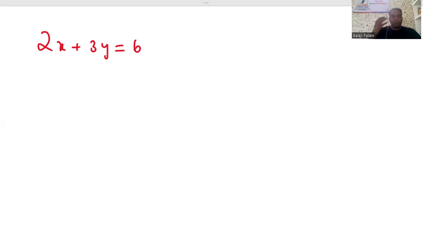So now we're going to have one more equation along with this, and that's why we call this a pair of equations in two variables. And we can clearly see that we have two variables in the equations present here.